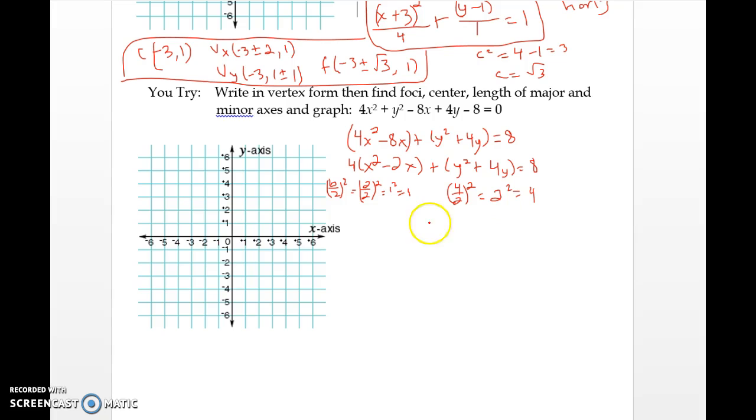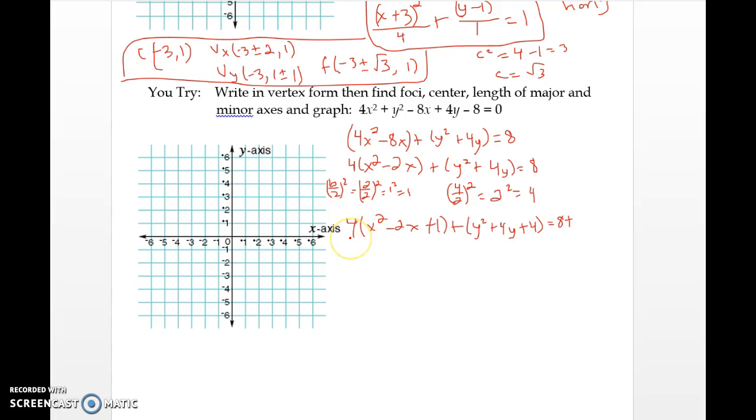So I'm going to add them in. I'm going to add the 1 to the x parenthesis because that's where it came from. x squared minus 2x plus 1. And I'm going to add the 4 into the y parenthesis because that's where that came from. And that's going to equal 8.